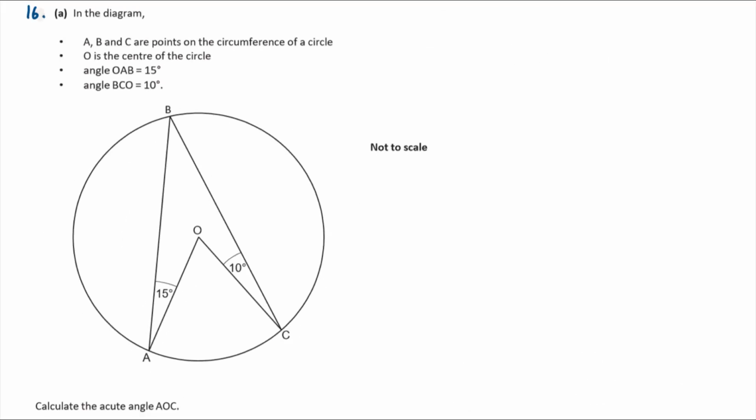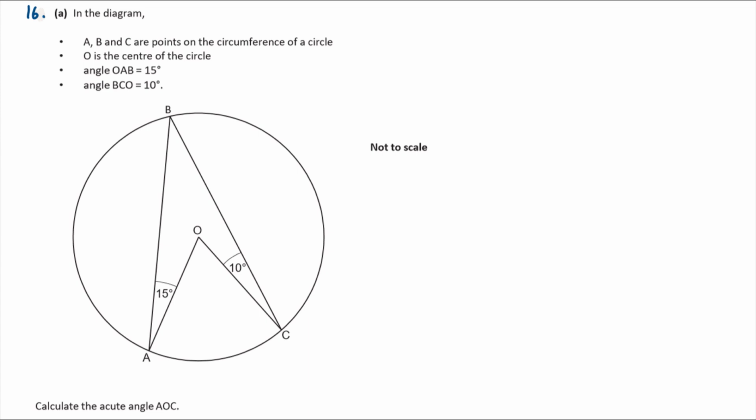Question 16a. In the diagram, A, B, C are points on the circumference of a circle. O is the centre of the circle. Angle OAB is 15 and angle BCO is 10. Okay, and then we've got the diagram and we're asked to calculate the acute angle AOC.